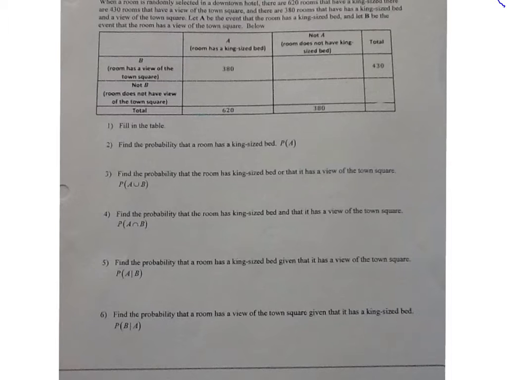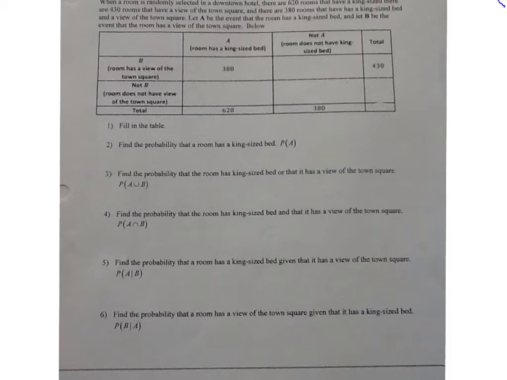It says here that when a room is randomly selected in a downtown hotel, there are 620 rooms that have a king-size bed. There are 430 rooms that have a view of the town square. And there are 380 rooms that have a king-size bed and a view of the town square. So we're going to let A be the event that the room has a king-size bed, and let B be the event that the room has a view of the town square.